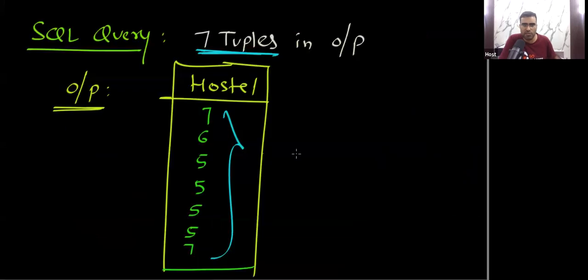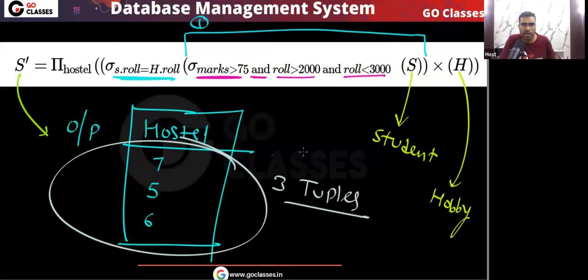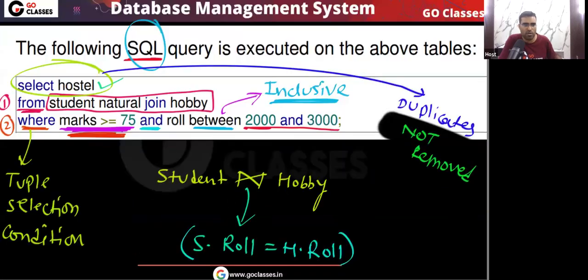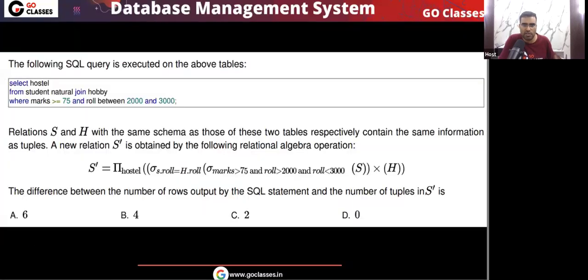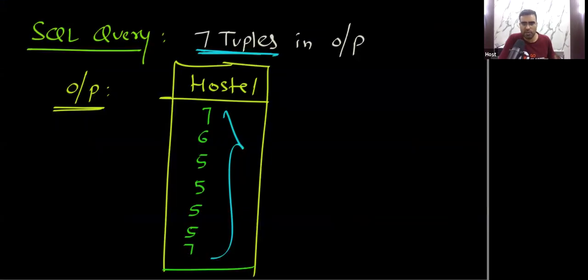So the difference is what? Here 7 tuples and here 3 tuples. The difference is 4. So the answer will be 4. The question is asking what is the difference? So for this question, the answer will be option B. Is this clear? SQL will give you 7 tuples and relational algebra will give you 3 tuples. So the answer will be option B. This is the difference.